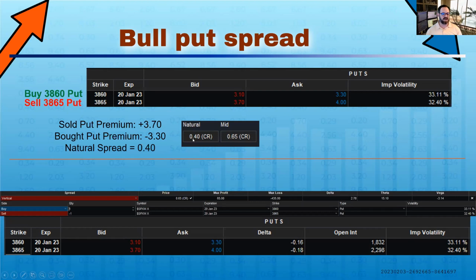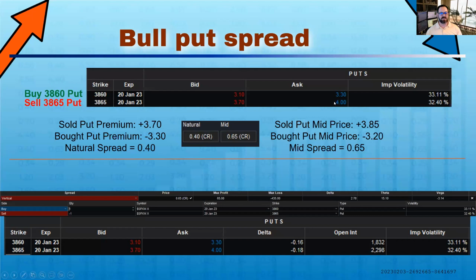Well, that's a 40-cent credit. Or what's called the mid price. The mid price here for the sale is between $3.70 and $4, or $3.85. And then buying is the middle price between $3.10 and $3.30, or $3.20. And you can see there's more premium to be had if you do that. So the advantage is you can make more premium.